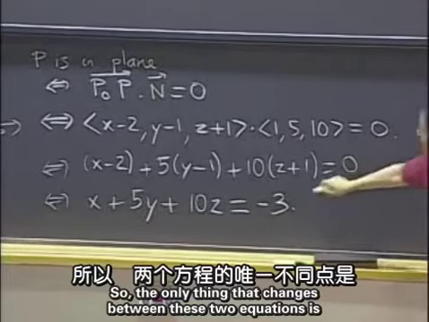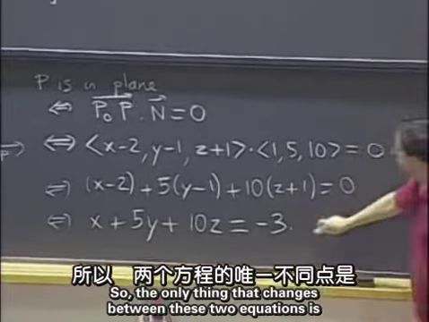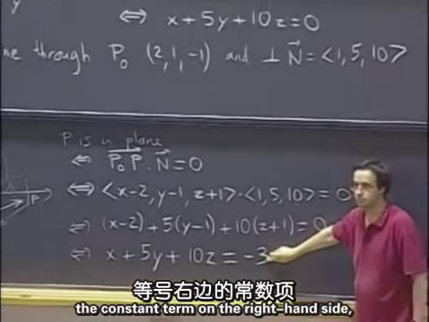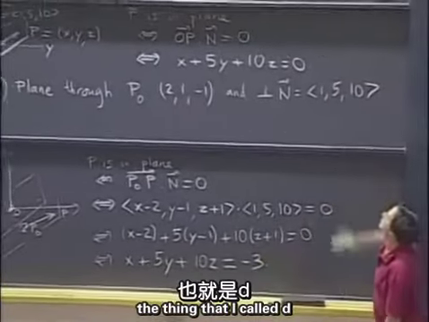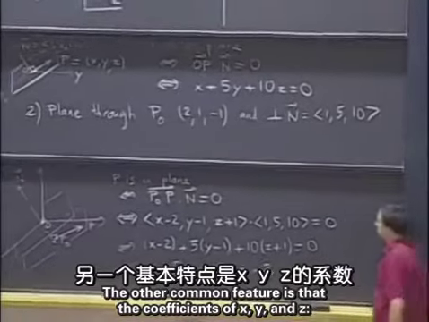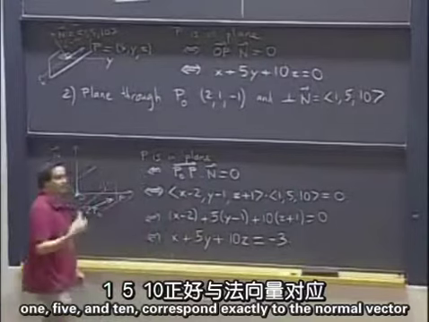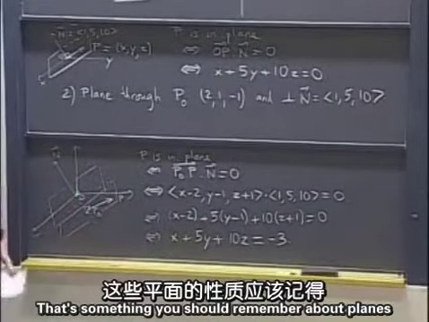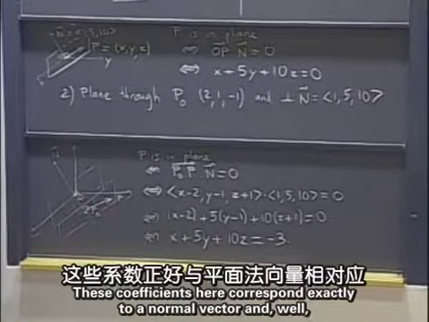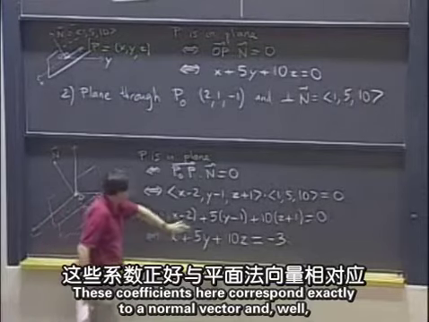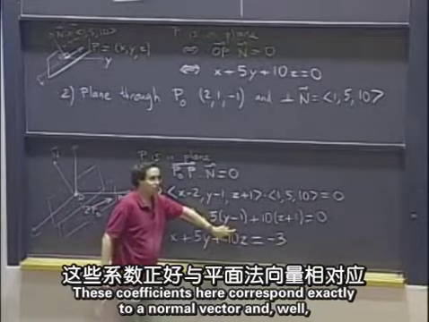So, see, the only thing that changes between these two equations is the constant term on the right-hand side, the thing that I call d. And the other common feature is that the coefficients of x, y, and z, 1, 5, and 10, correspond exactly to the normal vector. Okay, so that's something you should remember about planes. These coefficients here correspond exactly to a normal vector.